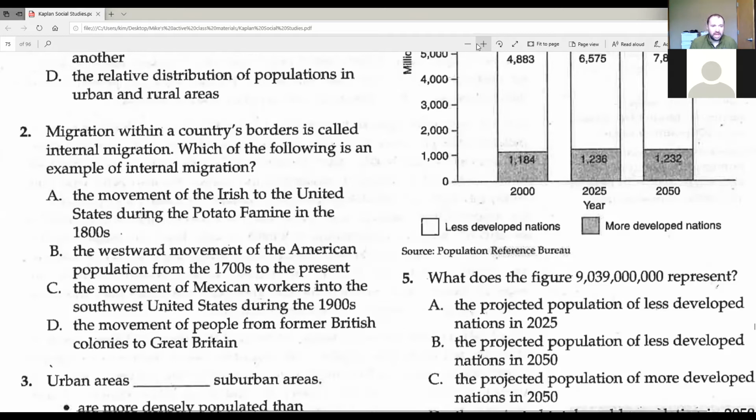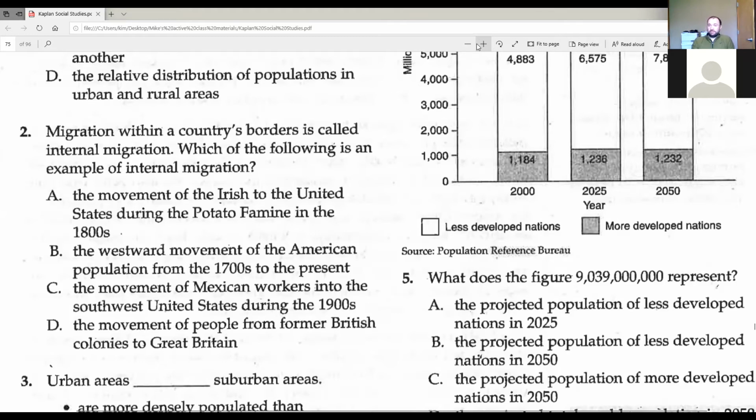Pretty straightforward. A, the movement of the Irish to the United States during the potato famine in the 1800s. B, the westward movement of the American population in the 1700s to the present. C, the movement of Mexican workers into the Southwest United States during the 1900s. Or D, the movement of people from former British colonies to Great Britain. Okay, so let's break this down. The answer choices are kind of weird, and the right answer may sound obvious, but it may not, because the way it's worded, it doesn't necessarily clearly state.